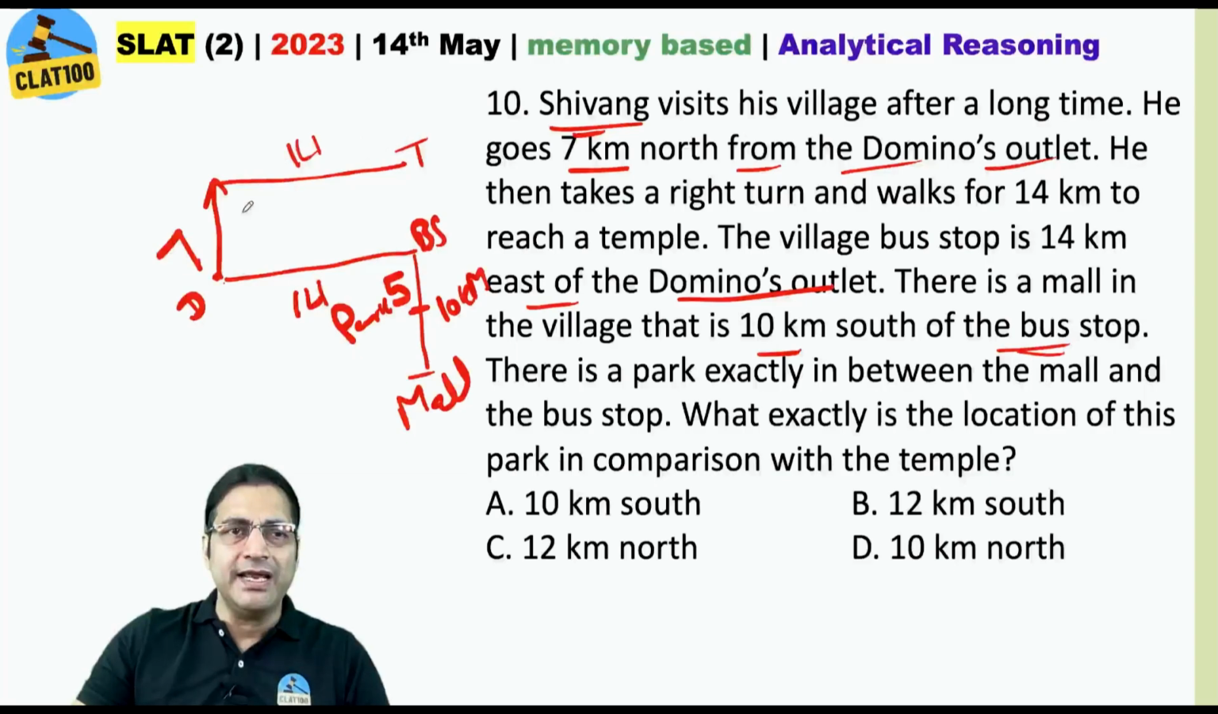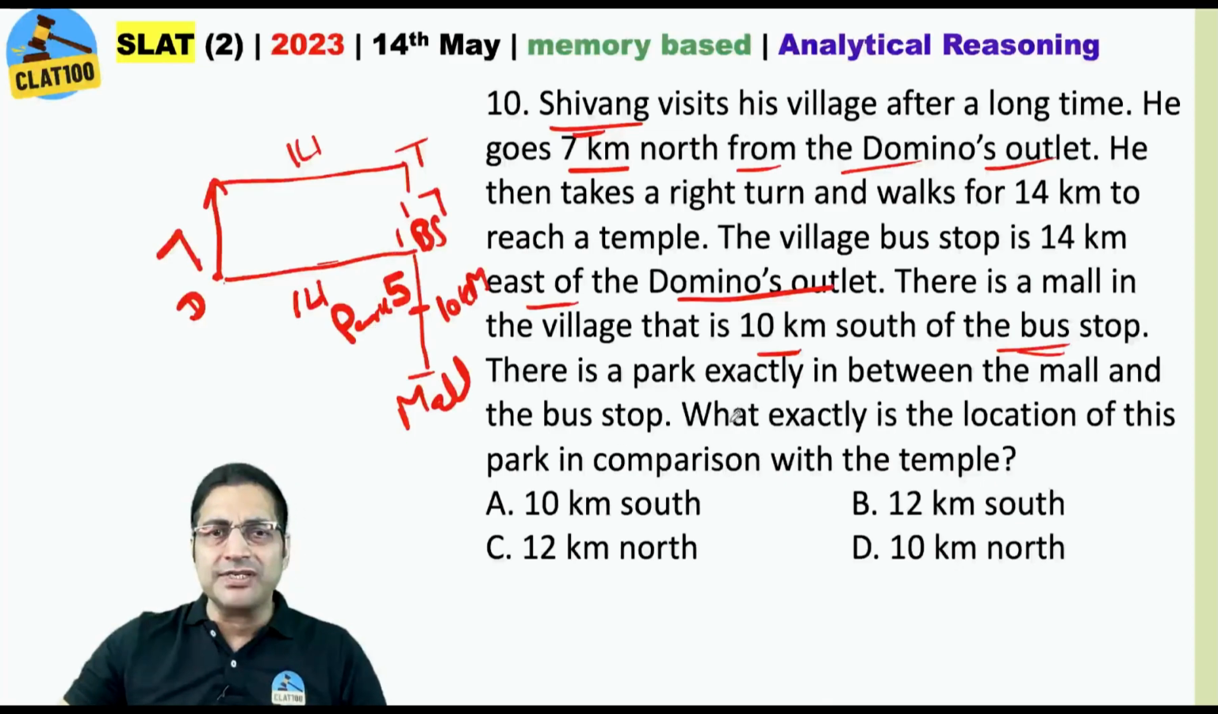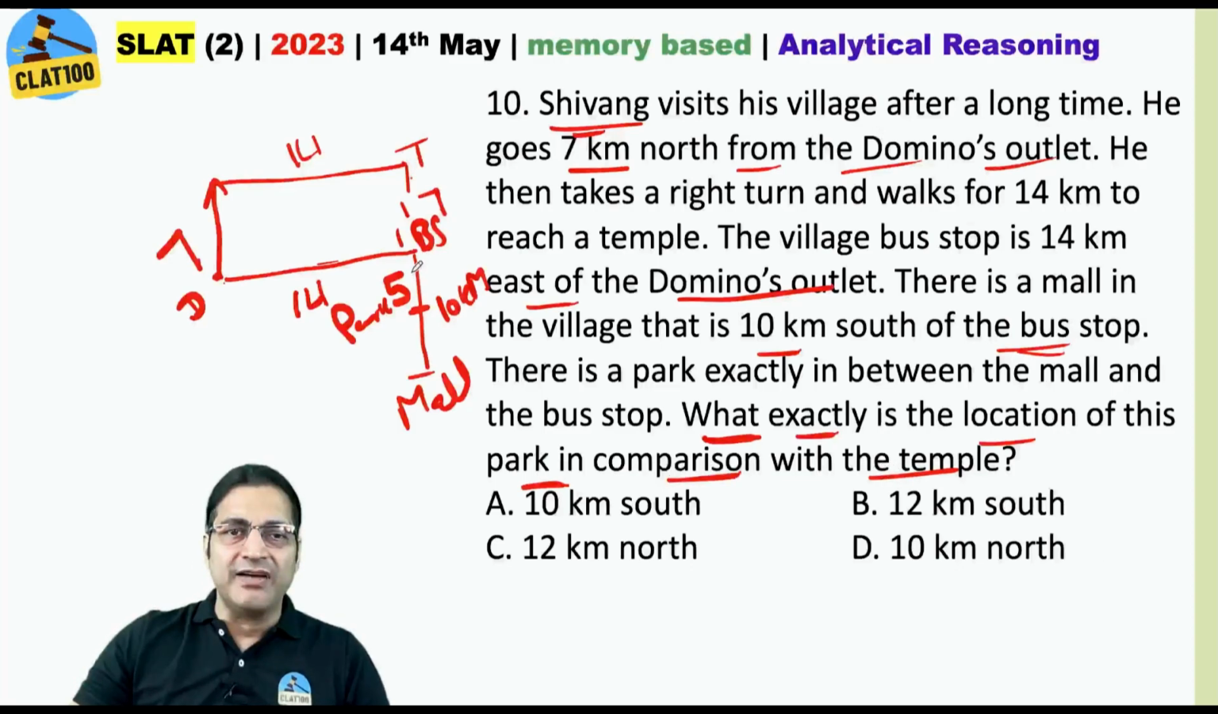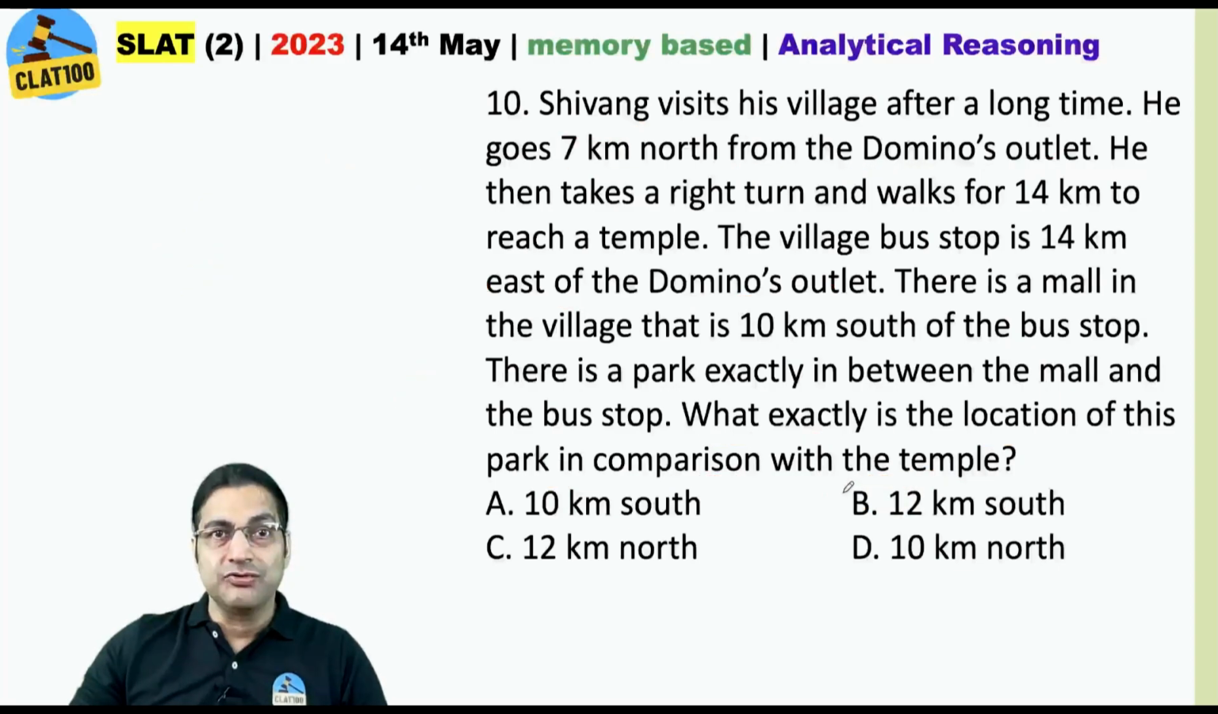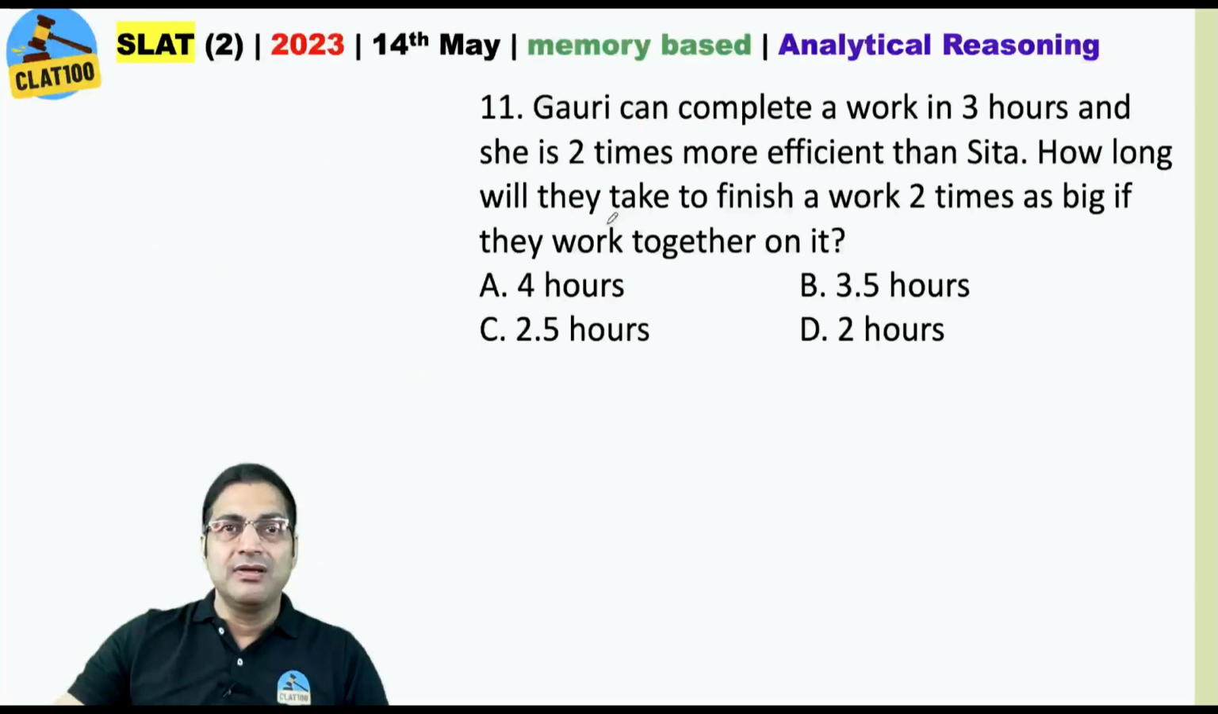And hey, 14, 7 and 14. So this distance must be 7. Okay, what is the question now? What exactly is the location of this park in comparison with the temple? 7 plus 5, 12 kilometers, and 12 kilometers to the south. 12 kilometers, that's the answer.